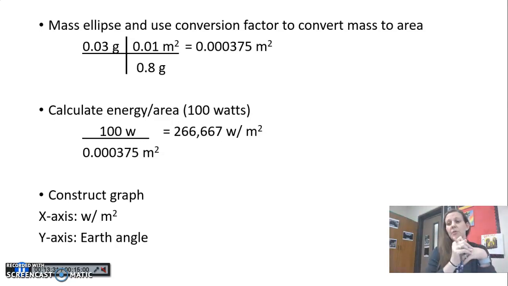Then you're going to have a graph, and this is going to be a linear regression. You are going to construct a graph. Your x-axis is going to be watts per meter squared. So this last calculation that you did right here. Your y-axis is going to be your earth angle. So not another calculation. It's going to be the angle from the earth. Make sure that you heard that correct. If you have a question, feel free to come and see me during lab time.